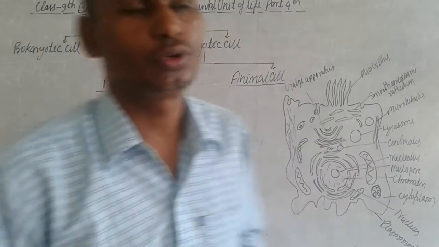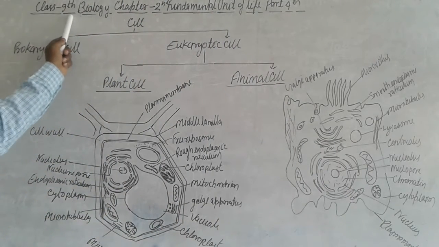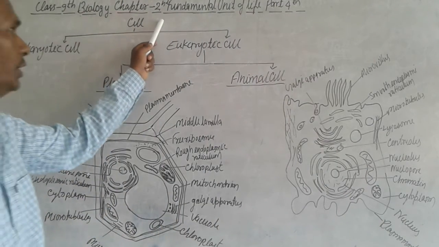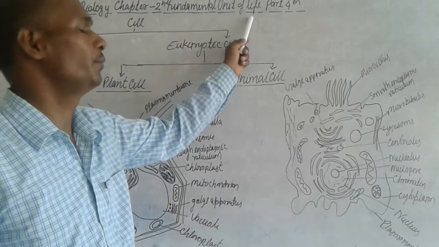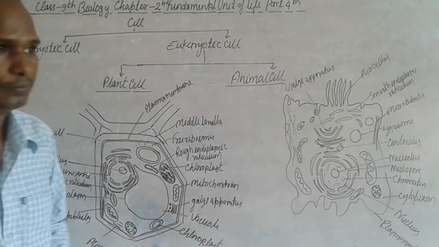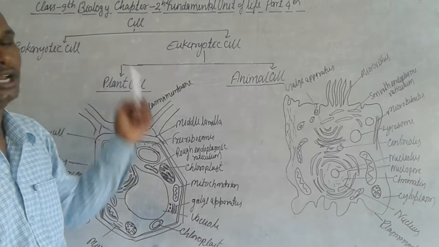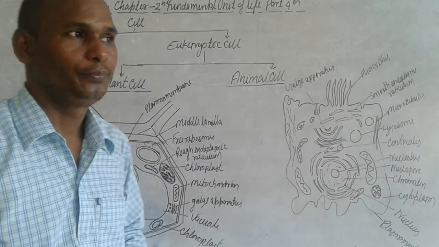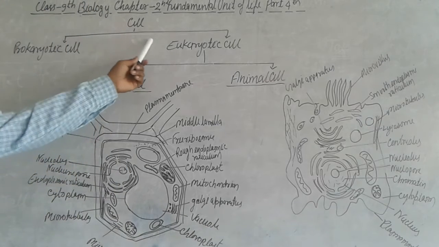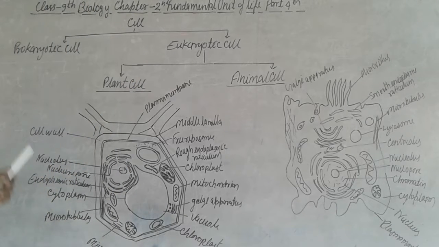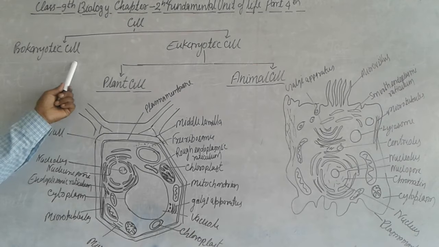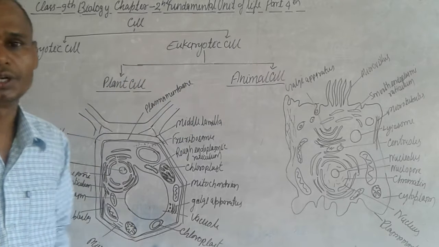Today I am going to talk about the class 9 biology chapter 2, Fundamental Unit of Life, part 4. We discuss in this video cells and their types. There are two types of cell. First is the prokaryotic cell and second is the eukaryotic cell.